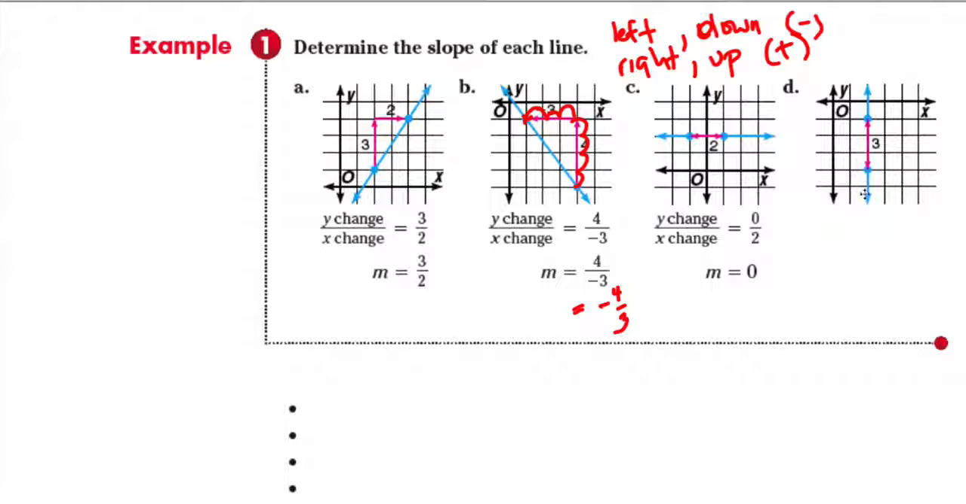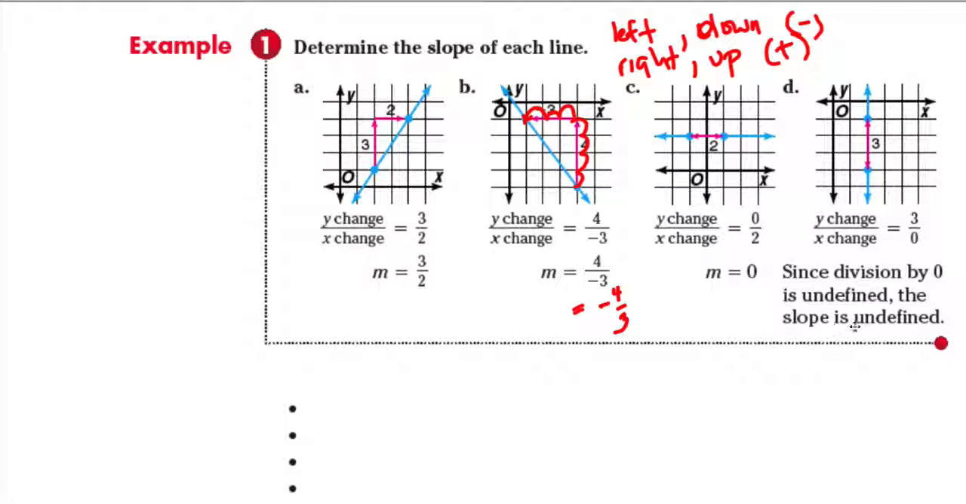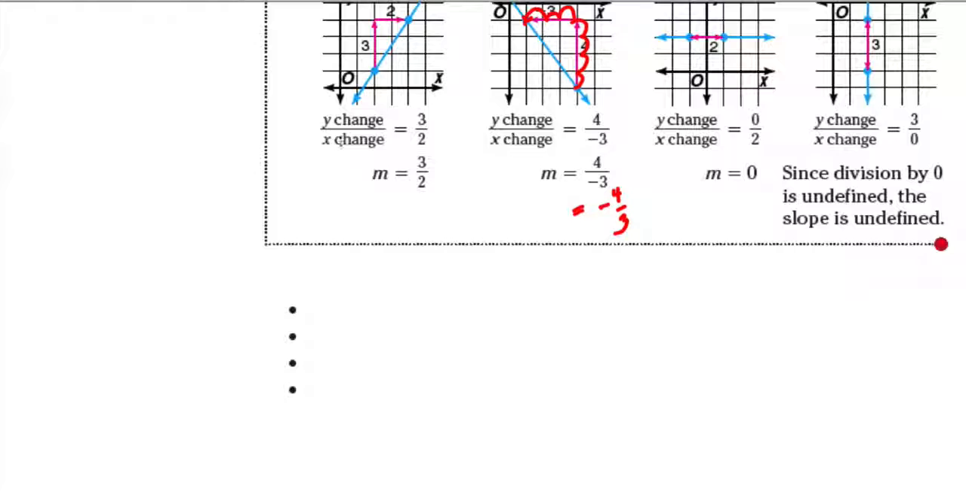In letter D, on the other hand, you don't have a run. So the change in y will be 3 and the change in x will be 0. And if you remember commandment number 1, thou shalt not divide by 0. So in this case, the slope is undefined. There is no slope for this type of line. So if you have a vertical line, you don't have a slope because the slope is undefined.